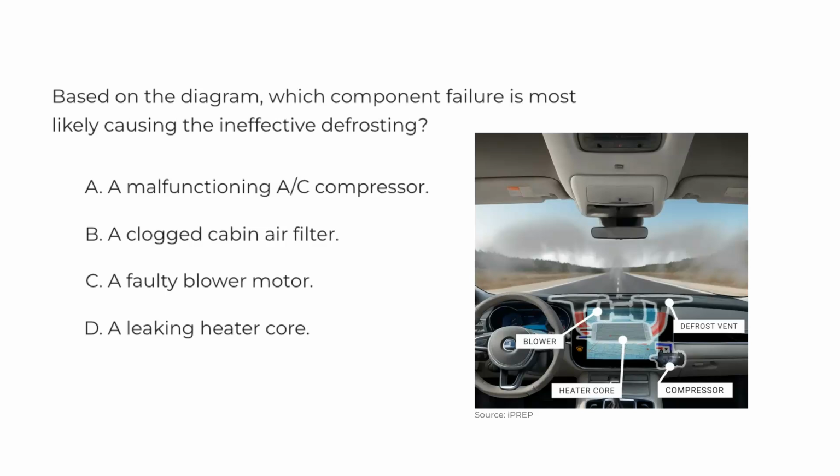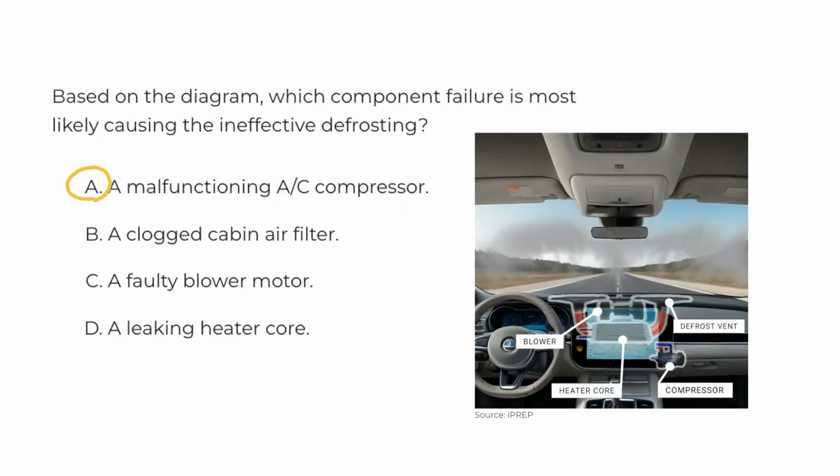In defrost mode, which again is what we see in this image here, most cars will run the AC so that the evaporator can condense moisture out of the air before it's warmed and blown onto the glass. But if the compressor isn't working, the evaporator won't dehumidify, so the windshield stays foggy, and thus we have ineffective defrosting. So, therefore, our correct answer is A, a malfunctioning AC compressor.